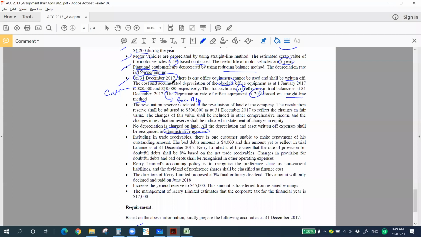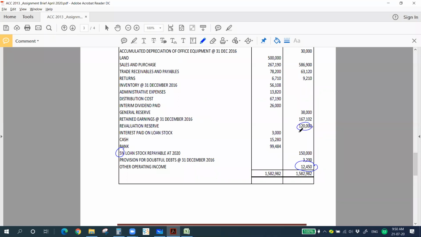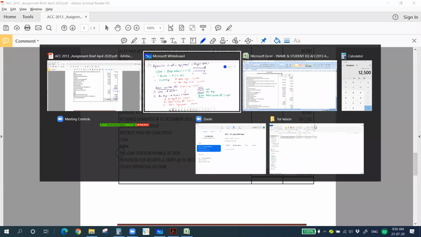Okay, this one. The revaluation reserve is related to the revaluation of land of the company. The revaluation reserve shall be adjusted to 300,000 as at 31st December 2017 to reflect the changes in the fair value. The changes of fair value shall be included in other comprehensive income, and the changes in the revaluation reserve shall be indicated in the statement of changes in equity. This is a common mistake by students, because the majority of you think, oh, I need to add 300,000 in my land. No, because it says that the revaluation reserve shall be adjusted to 300,000, meaning the current revaluation reserve is how much? 120,000, right? We need to add some amount to make this 120,000 into 300,000. This is the requirement. So we do an adjustment for this.